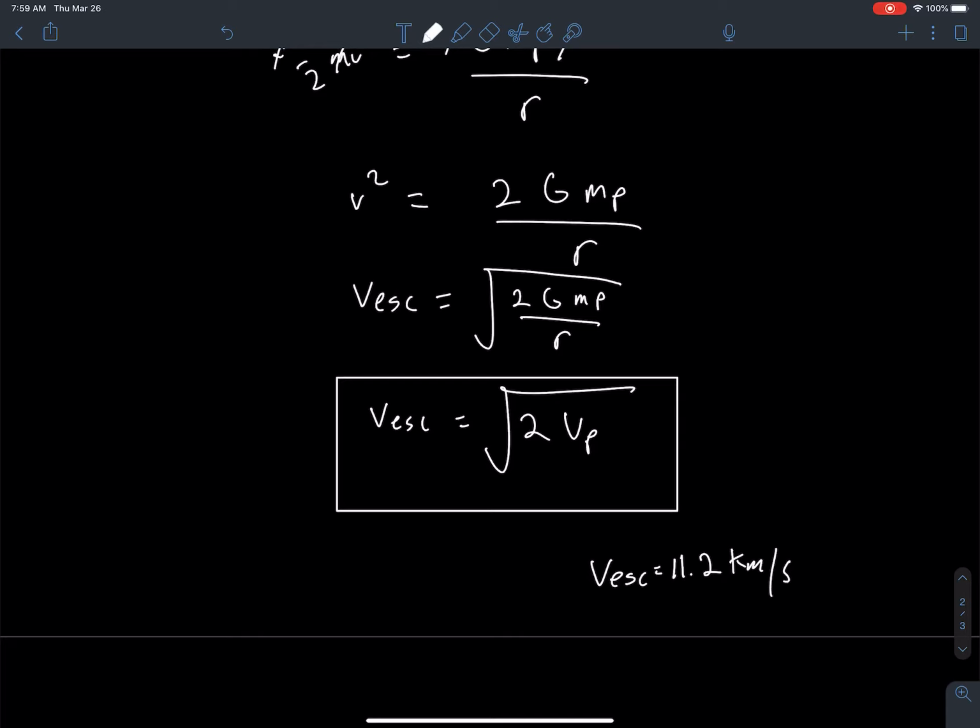I'm going to be giving you guys some problem sets on Flipgrid, and I'm going to assign each student a problem so that you can calculate and compare escape velocities and work with total energy. All right, that's it for the higher level gravity.